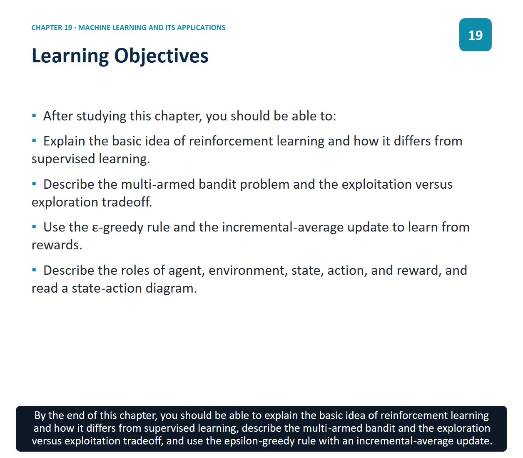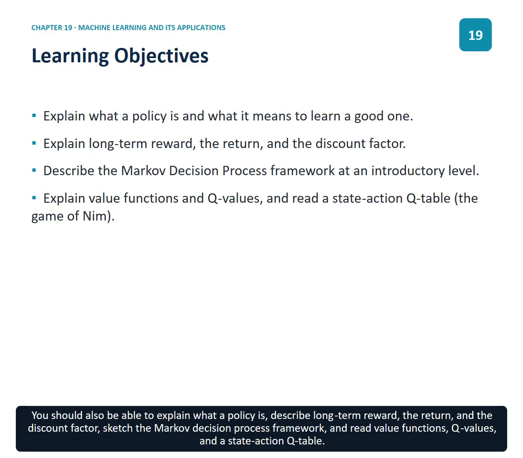by doing. By the end of this chapter, you should be able to explain the basic idea of reinforcement learning and how it differs from supervised learning, describe the multi-arm bandit and the exploration versus exploitation trade-off, and use the epsilon greedy rule with an incremental average update. You should also be able to explain what a policy is, describe long-term reward, the return, and the discount factor, sketch the Markov decision process framework, and read value functions, Q values, and a state action Q table.